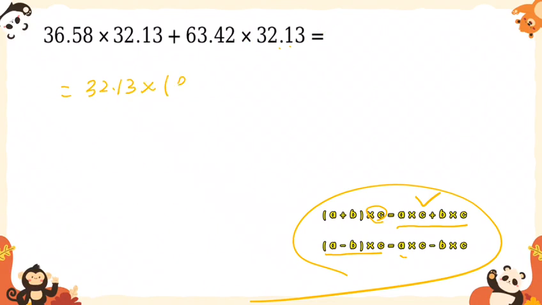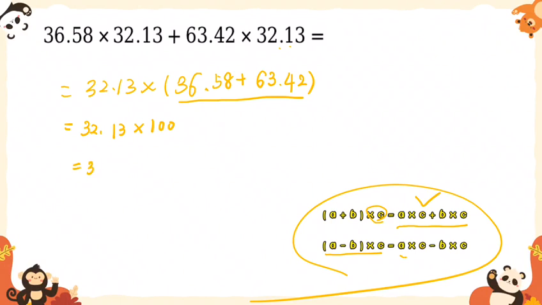Actually, it's 36.58 plus 63.42, right? So it's 32.13 times... Oh, quickly find the sum in the bracket. Actually, it is very, very easy. It's 100, right? So the answer actually is 32 and 13. 32, 13. Wow, very easy.